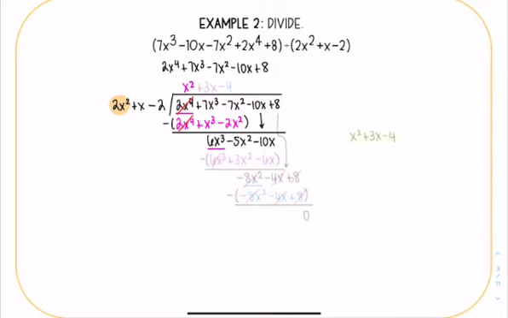2x squared times what gives me 6x cubed? Well, that's 3x. And so 2x squared times 3x is 6x cubed. X times 3x is 3x squared. And negative 2 times 3x is negative 6x. And we're going to subtract.